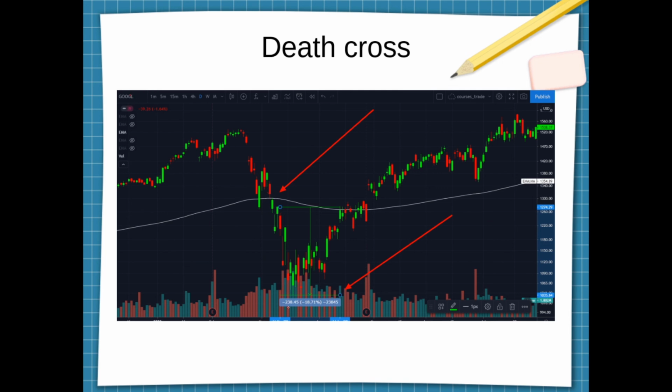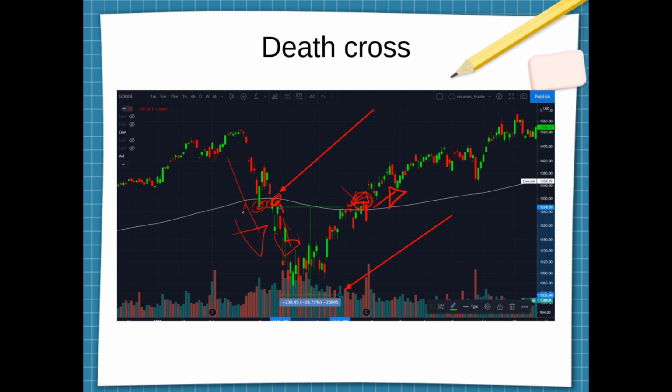Google death cross, and I cannot probably see the date, but that was a crisis. Yeah, that was a crisis. So this is the cross, this is the confirmation, and this is the bear market. And then when we had that, investors knew that was the end of it.